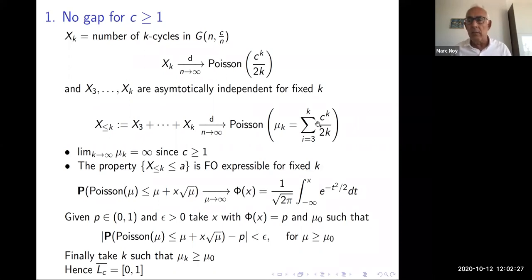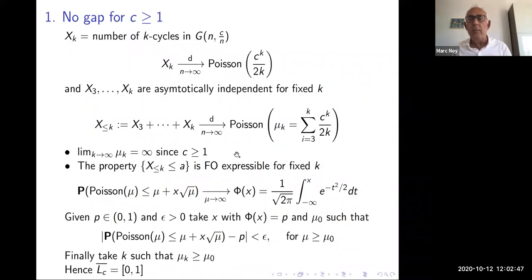Is this clear? Okay. Again, if you have questions, you can ask. Now, I recall, as I said at the beginning, that the probability that the number of k-cycles is at most a constant is expressible in first order logic. This is a piece in the argument.